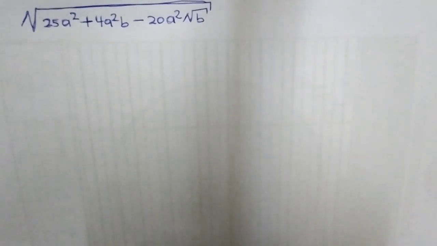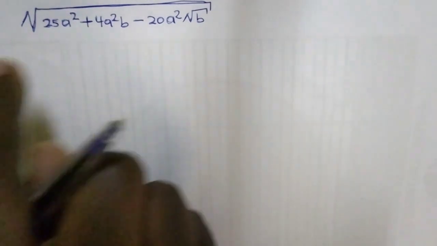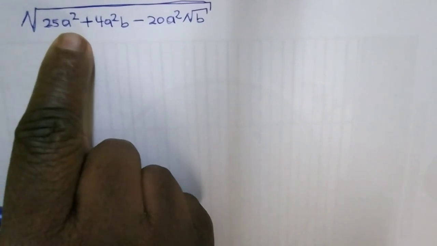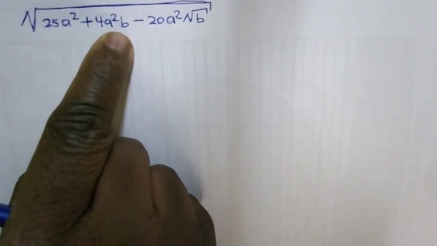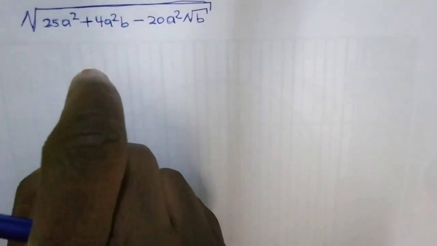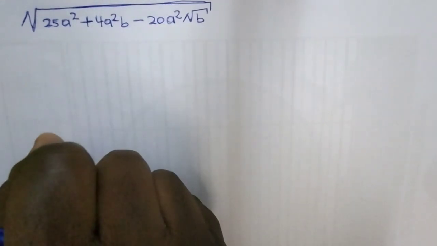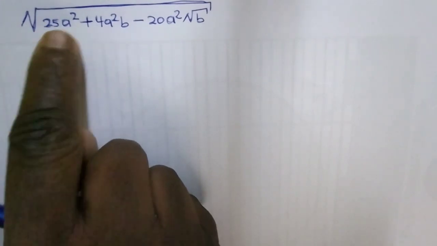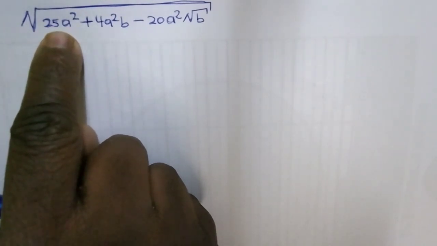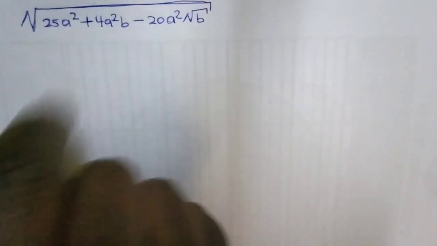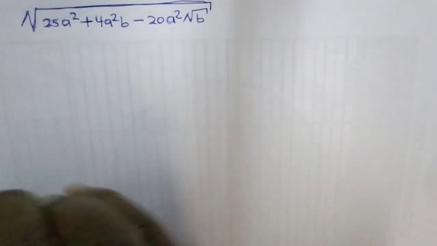We are going to solve this question. The question is the double radical of 25a squared plus 4a squared b minus 20a squared factor of square root of b. How do we solve this equation here? So we see that we have common terms. We have a squared there, and a squared there. So we're going to factor out a squared.